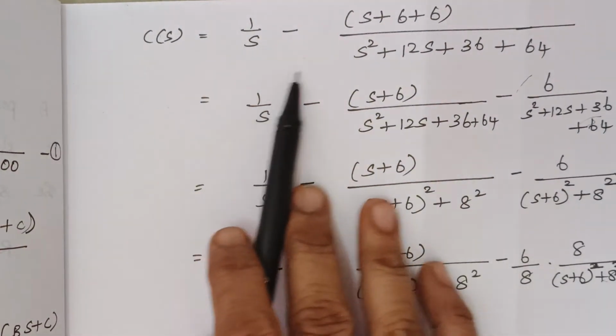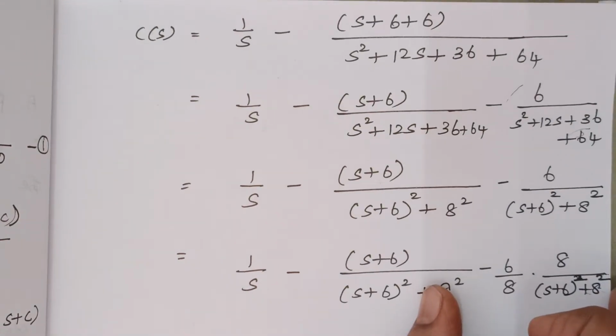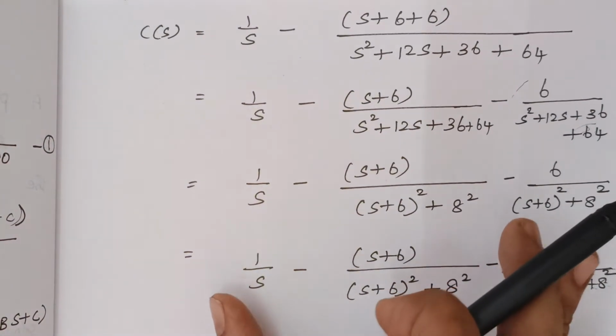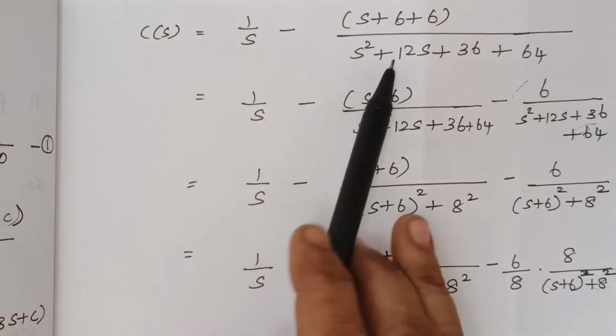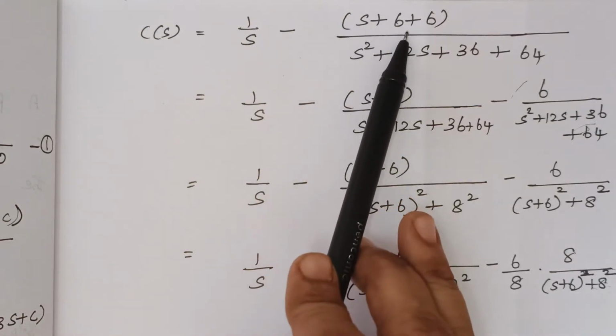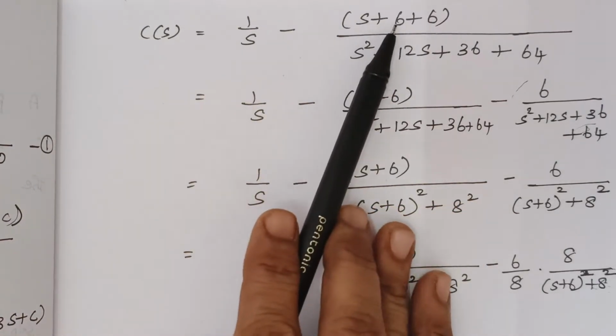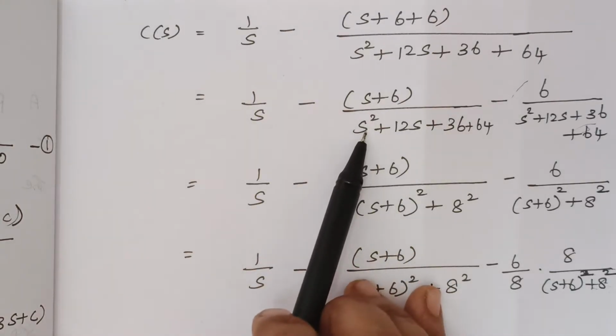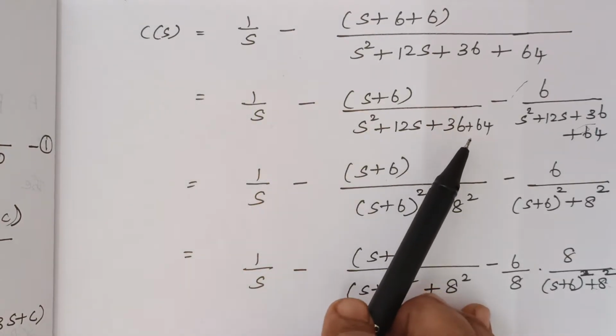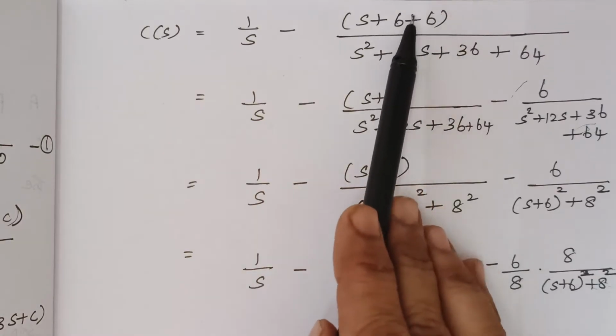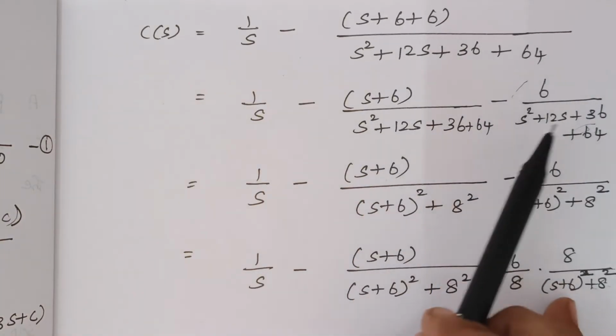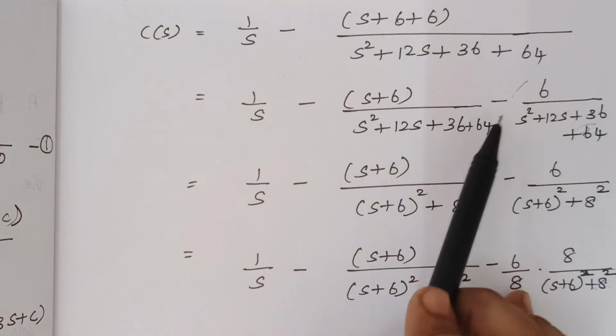Here this is our last expression, right? And now again I am splitting this expression, that is 1 by s minus, I am splitting this s plus 6 into 2 terms, that is s plus 6 divided by s square plus 12s plus 36 plus 64, and again this 6 term alone, that is minus 6 here, because minus into plus becomes minus here.